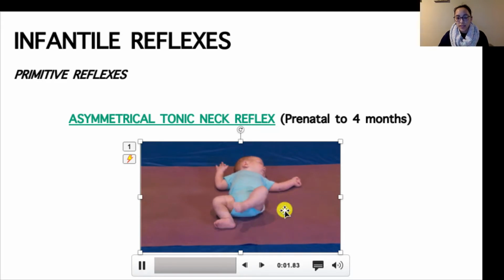This reflex is actually functional for not allowing the baby to roll. When the head turns, you'll later see in some of our other righting reflexes or postural reflexes that this asymmetrical tonic neck reflex ends up disappearing in order for babies to develop the skill of rolling over. So it's kind of acting as a preventative measure.